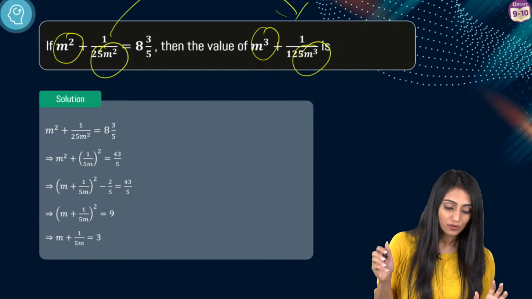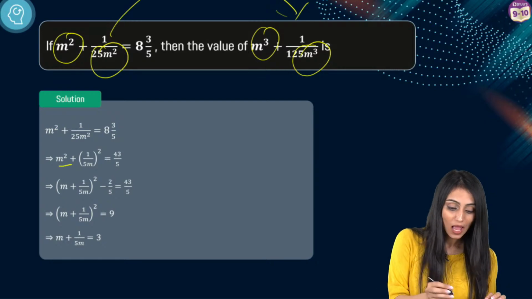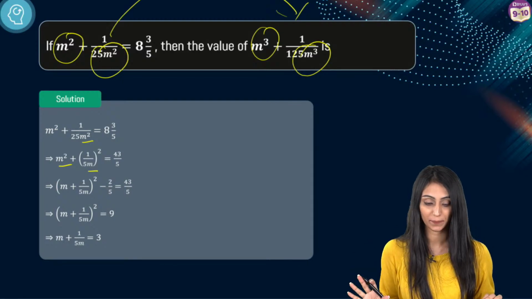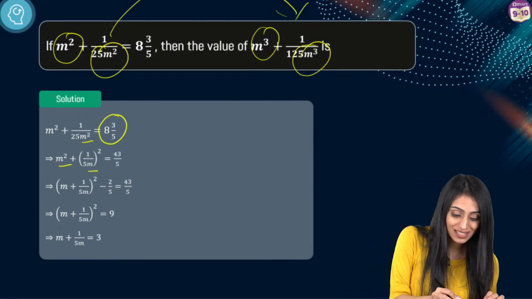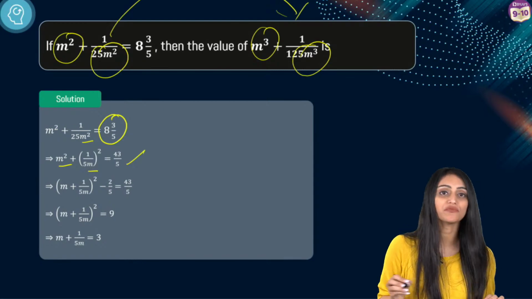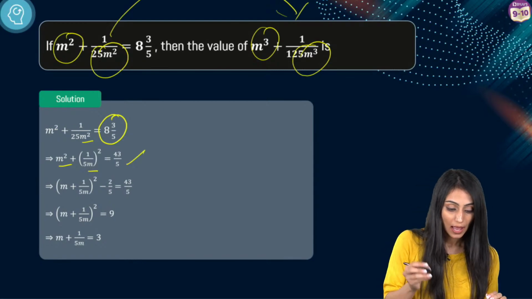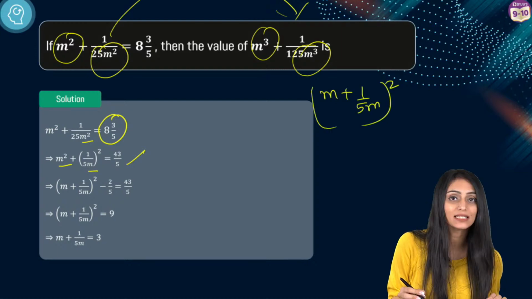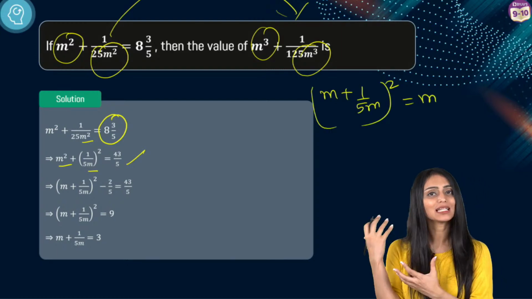What we will do is, we know that m square could be written as m square. 1 by 25 m square could be written as 1 by 5m whole square, right? So if I convert this mixed fraction into improper one, it's going to be 43 by 5. Now, I know one thing, that m plus 1 by 5m whole square, it is equal to what? It's nothing but a plus b whole square.